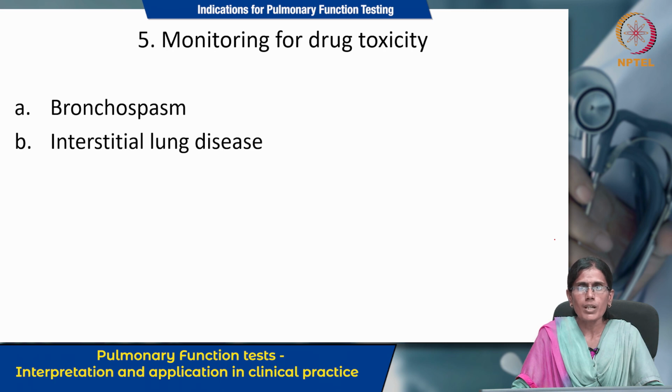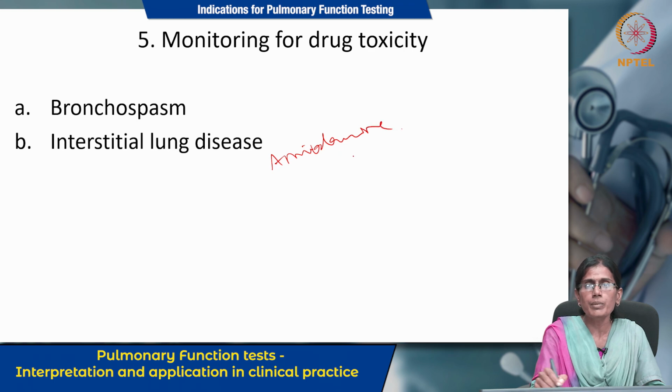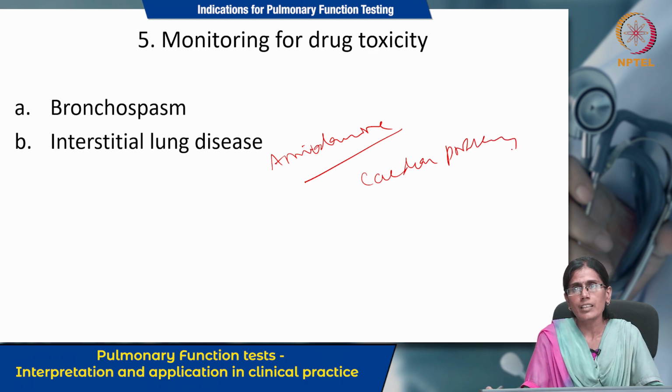Bronchospasm is caused by aspirin. Okay, and in a sensitive individual, when you give aspirin, it produces symptoms like asthma. And interstitial lung disease, so many drugs produce interstitial fibrosis, the classical example being amiodarone, which is used in patients with cardiac problems. It is an antiarrhythmic drug.